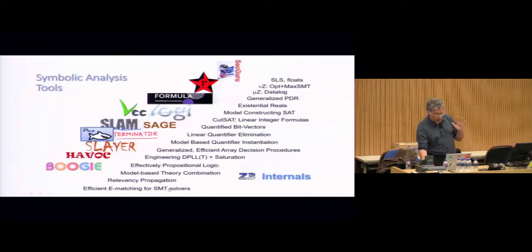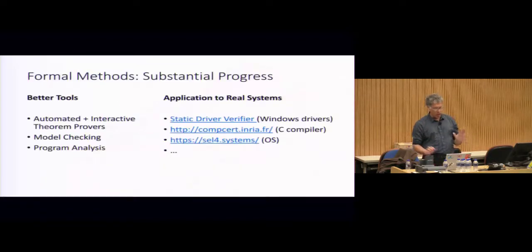So if you look at what's inside Z3 now, it's pretty incredible. There's a SAT solver, there's CutSat, there's quantified bit vectors, there's the existential reals, there's Datalog, so we can do constrained Horn clause solving. There's effectively propositional logic, and it's not just SMT, there's a whole set of solvers inside Z3, and there's a whole set of tools on the upper left that are making use of it. Some of these are verification tools, some of them are model-based testing, some of them are C analysis, some of them are program proving. So this has really been, I think, two decades of substantial progress in formal methods.